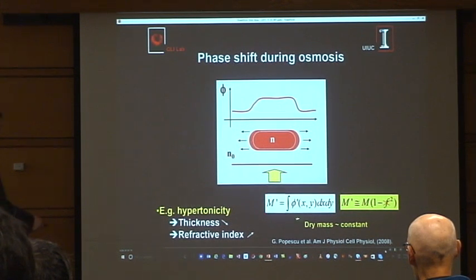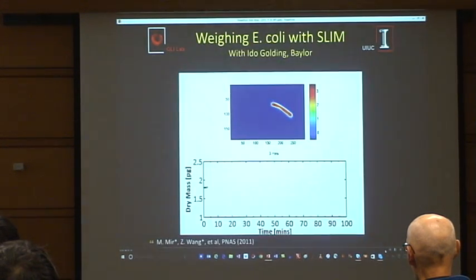This is the concept of dry mass, which we didn't invent. This came about in the 50s when people started to use the phase contrast microscope. They realized there's some relation between the density of the cell and the phase contrast image. But I think we're the ones to show mathematically or physically where that is coming from.